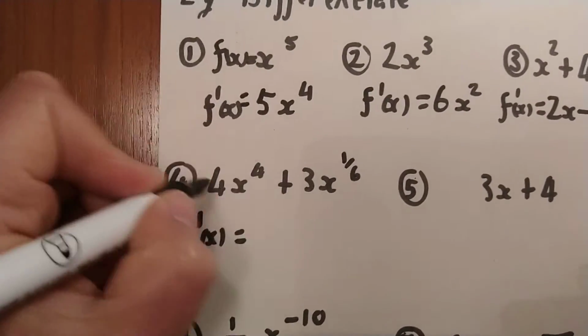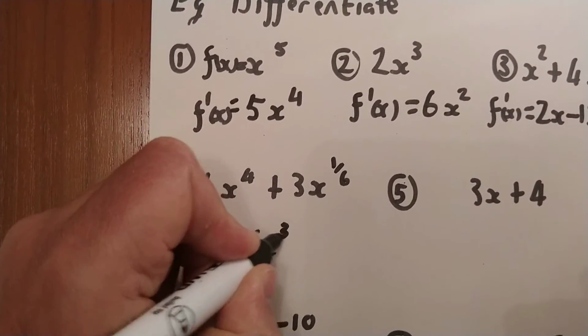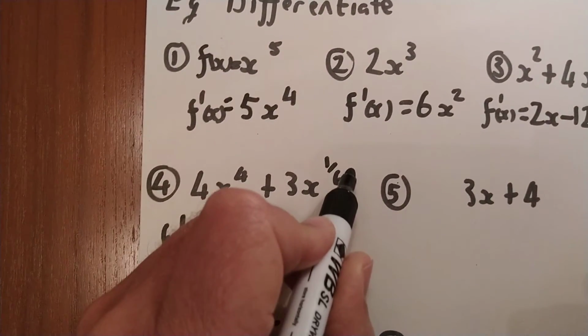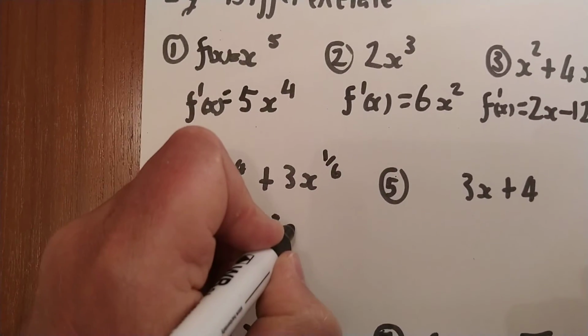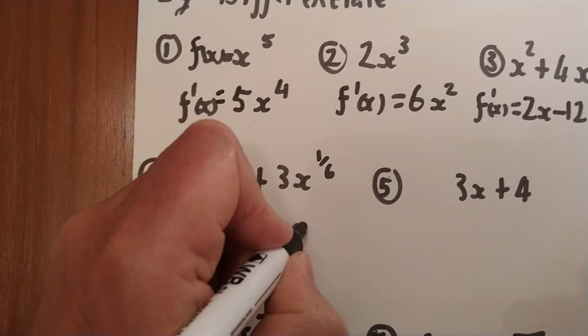Multiply by the 4. 4 4s 16. X to the power of 3. Multiply by the power. 1/6 times 3. Well, that's 3 over 1. 3 times a 6 is 3/6. Oh, which is a half.